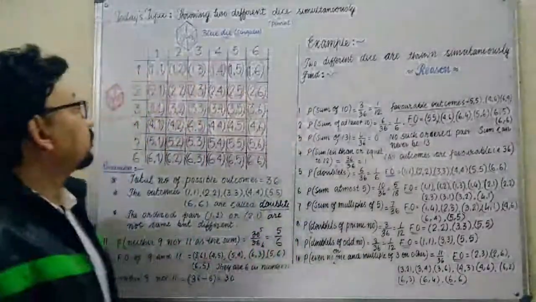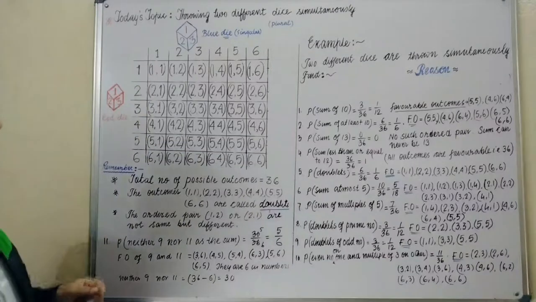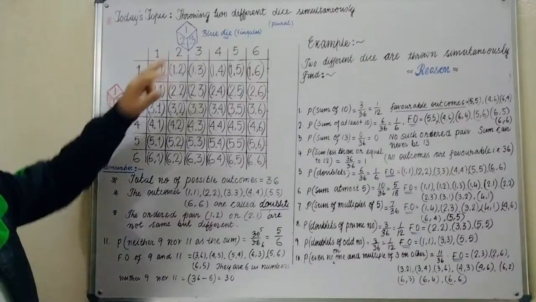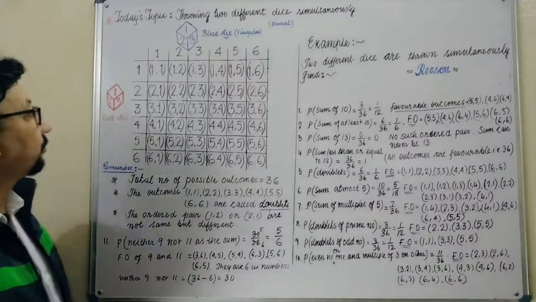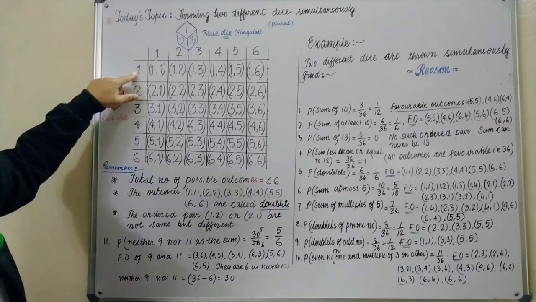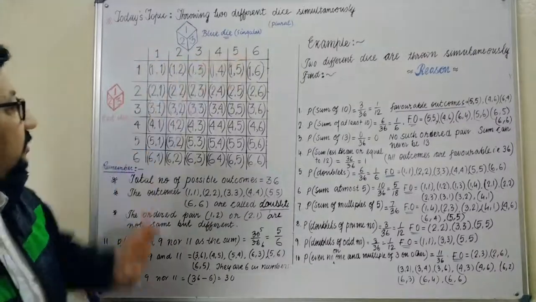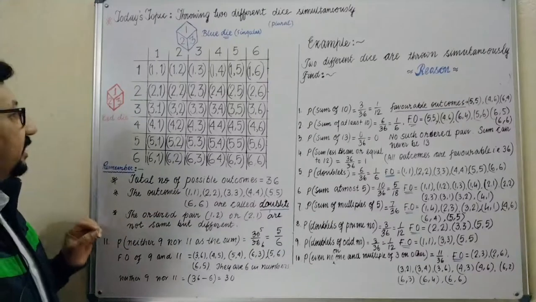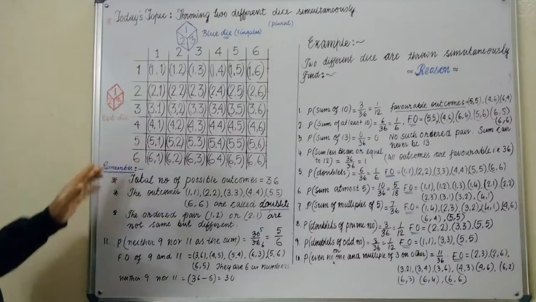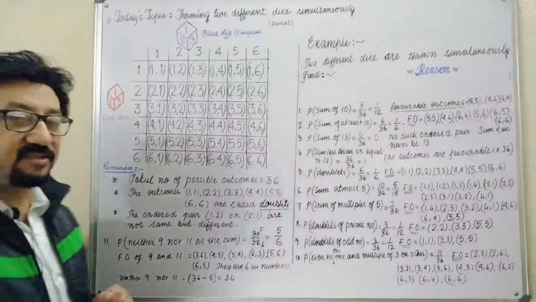Okay, today's topic: throwing two different dice simultaneously. Let two different dice, say one red die and one blue die, be thrown simultaneously. When the red die shows 1, the blue die could show 1, 2, 3, 4, 5 or 6. The same is true for the red die when it shows 2, 3, 4, 5, 6. So in this experiment, the total number of possible outcomes is 36.